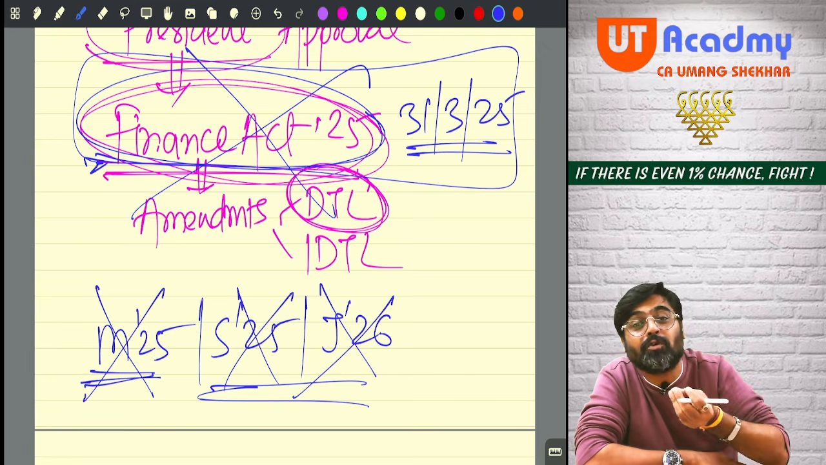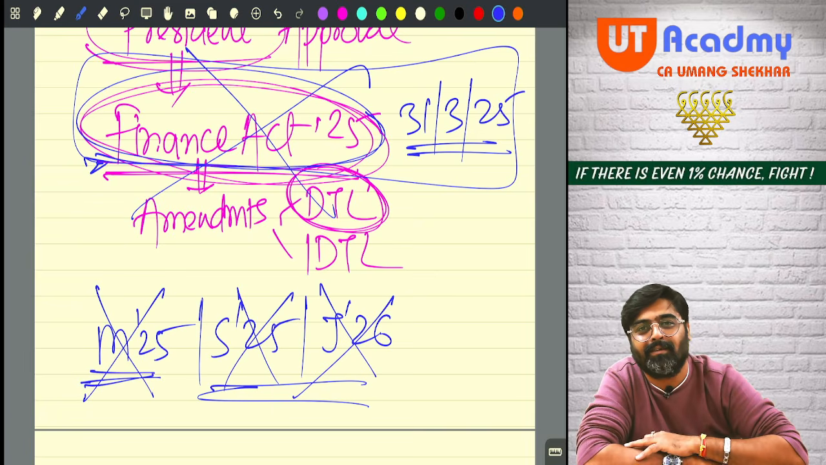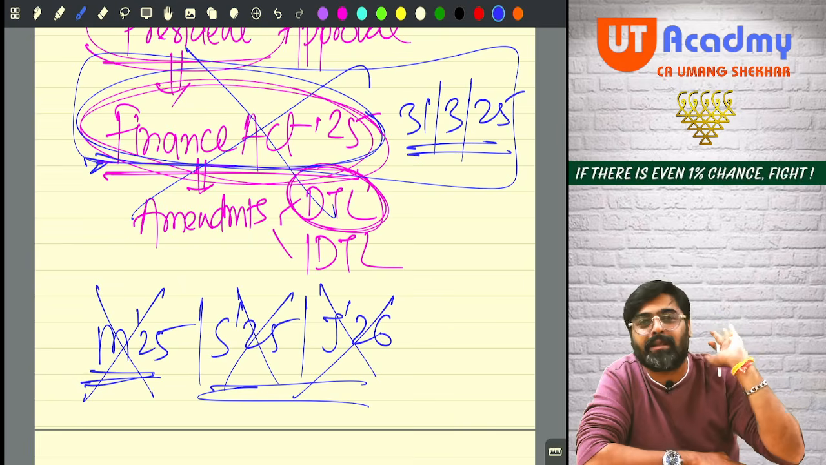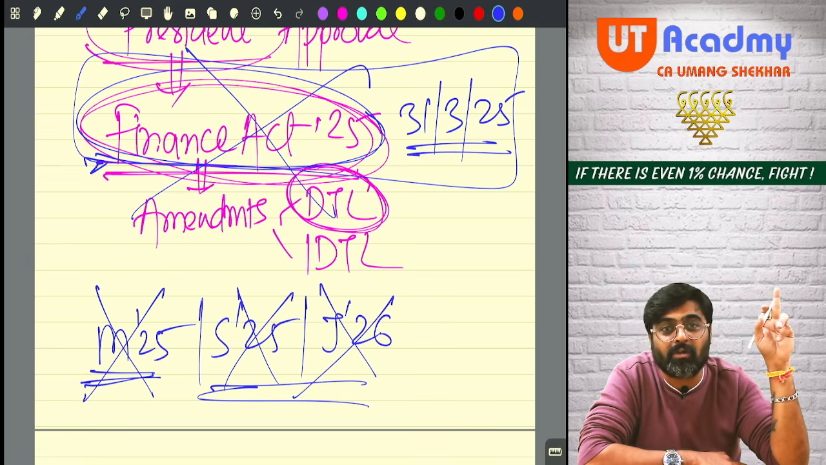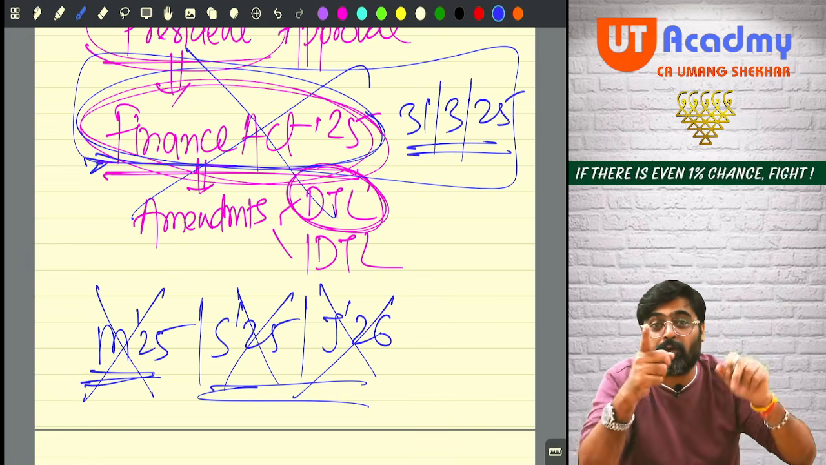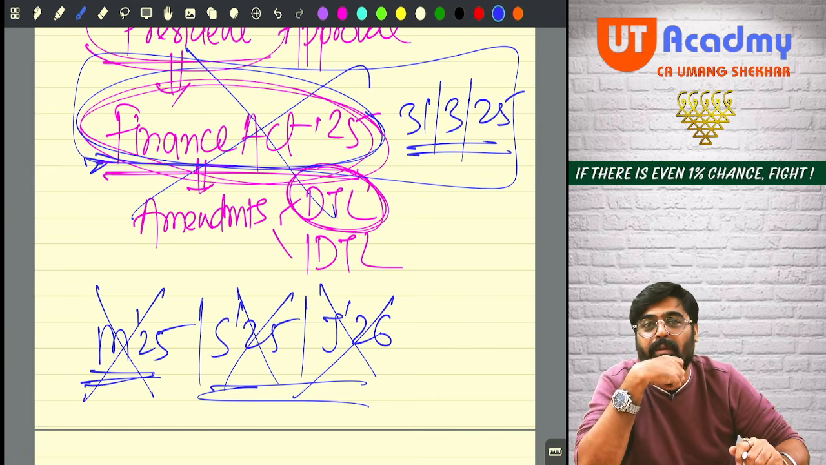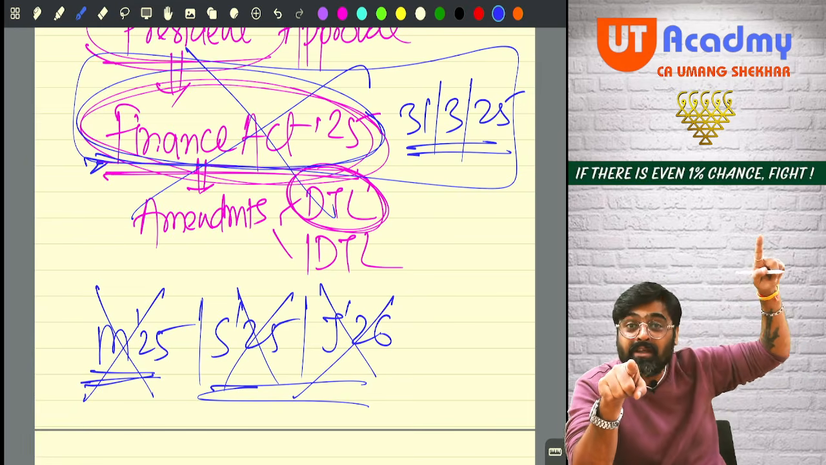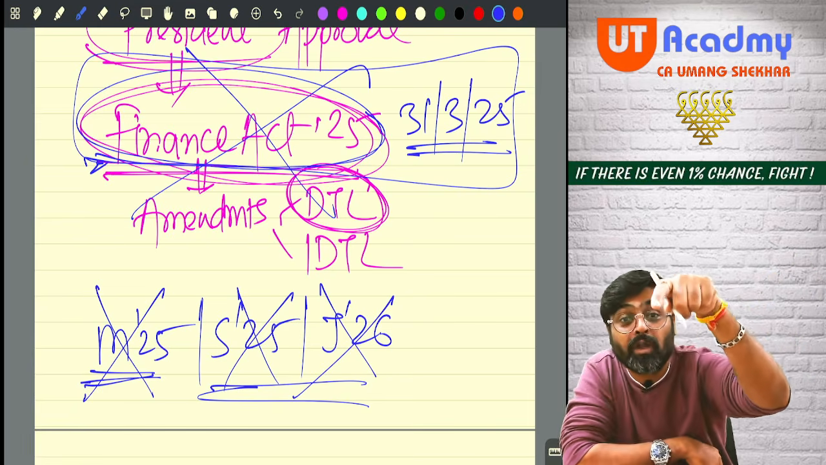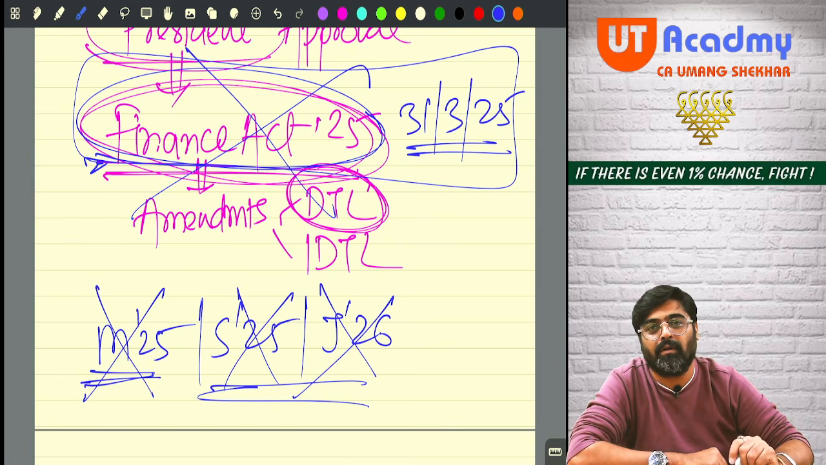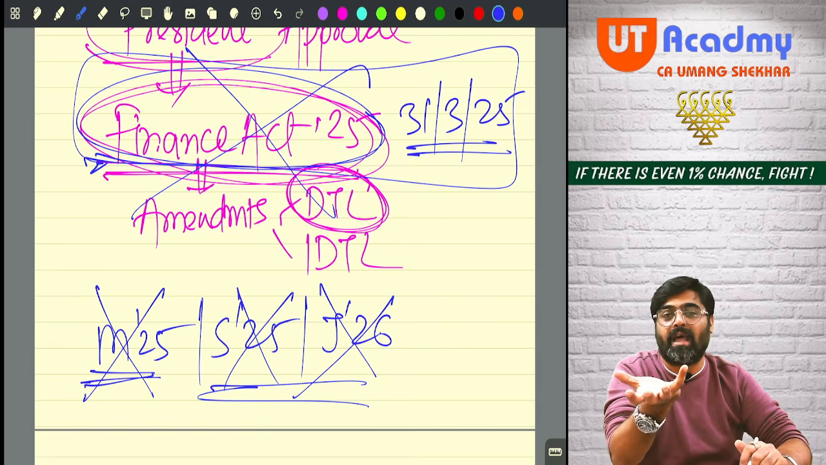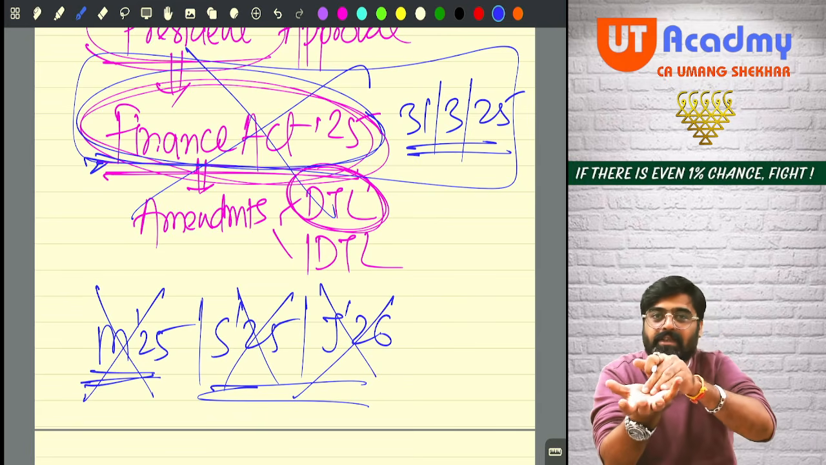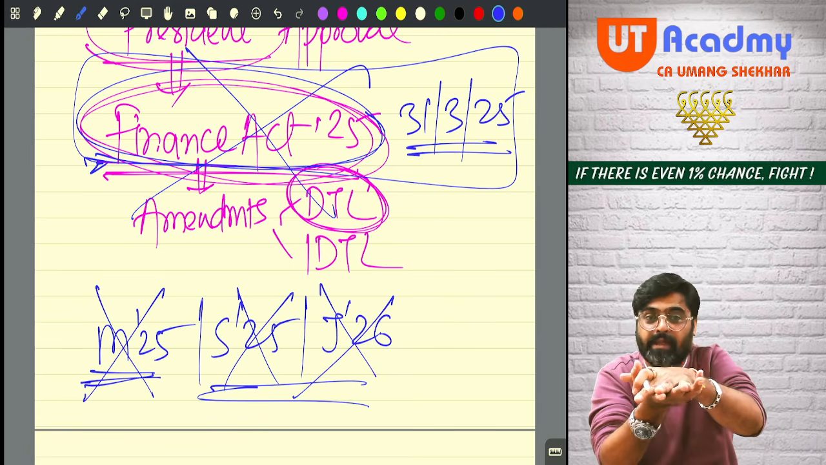I am going to teach you Finance Act 25 amendments for that. Next batches will be starting for May 26 and onwards attempt. In those batches, I'm going to teach Finance Act 2025 amendments, because those amendments are applicable for May 26, September 26 and January 27, not for your attempt. For your attempt, what is applicable? Income Tax Act 1961 as amended by Finance Act 24.